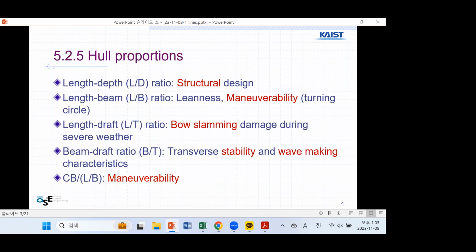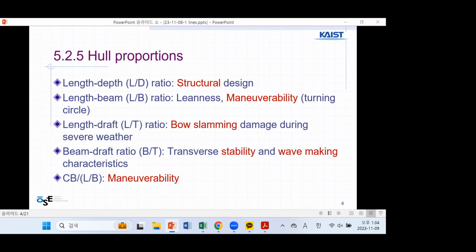So it is a section of the previous one and the hull proportions. There are many coefficients. Also, here are the ratios to make designers select their own design. Depending on the mission of the ship, it can be a high speed one, it can be a slow speed one, it can be a large cargo carrying, or it can be a passenger ship, a cruise ship or battleship. Depending on the ship purpose, you should select your design, right?